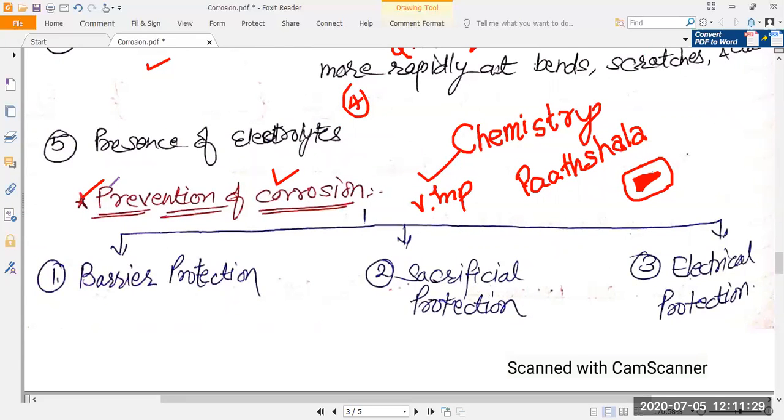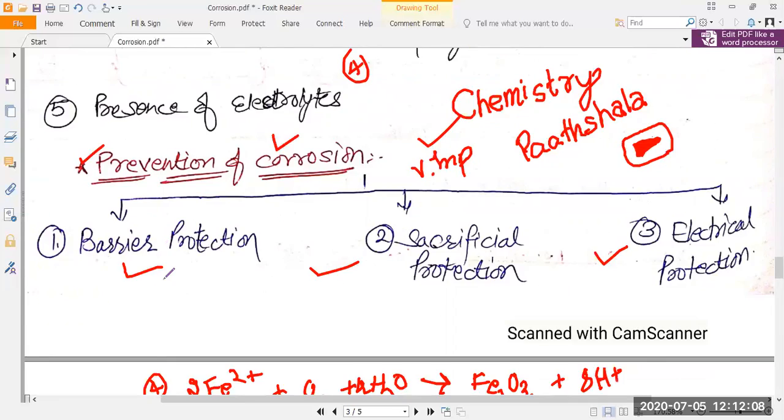So rusting of iron or corrosion of any metals can be protected by three methods. The first method is barrier protection, second is sacrificial protection, and third and important point is electrical protection. So first, barrier protection. Barrier protection means we do not expose the iron article, or any metal, directly to the air and moisture. It means we have to save the iron article from the attack of oxygen and water vapor. So how can we do this?